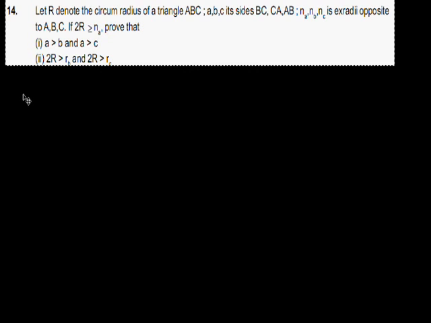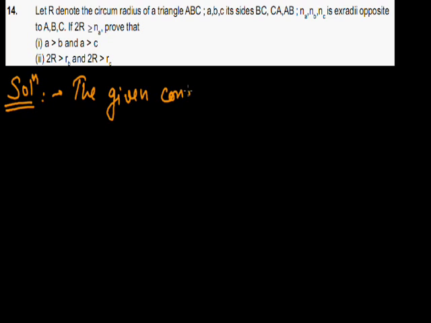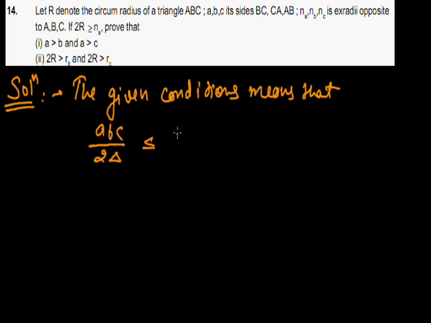To solve the given question, we could say that the given condition means that abc upon 2 delta is less than or equal to delta upon s minus a.